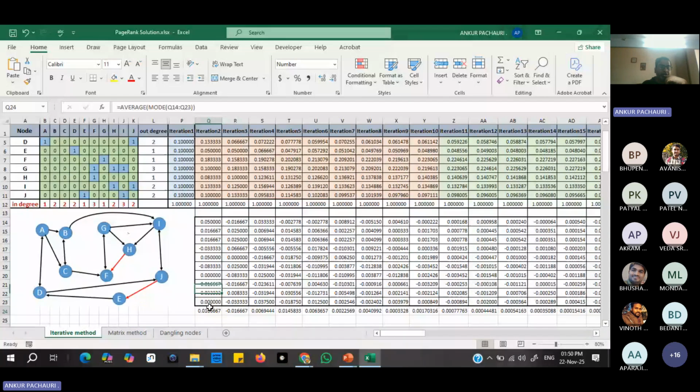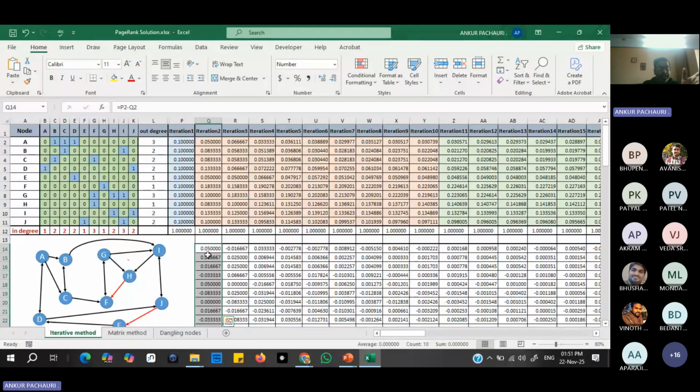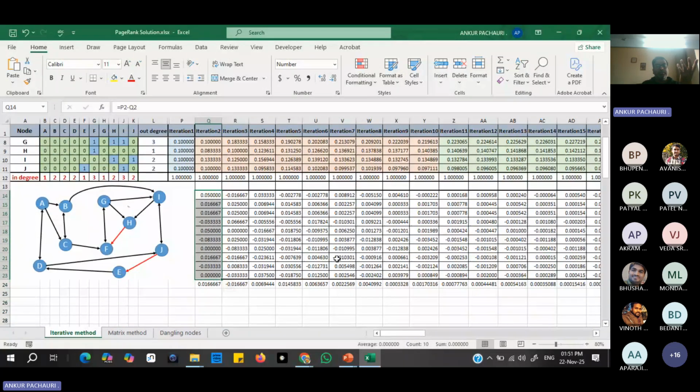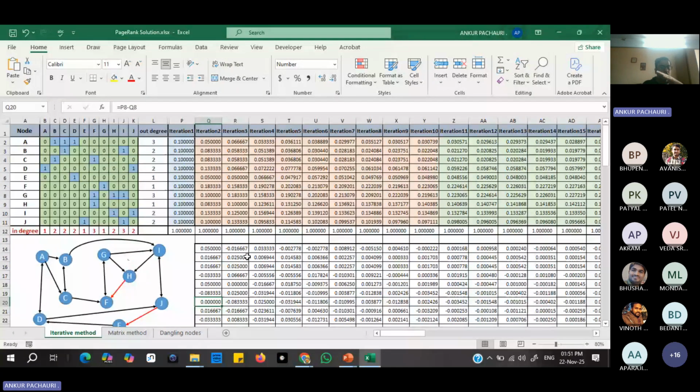Now we can say the criteria for our convergence will be: if the change of page rank in each iteration is below some threshold, we can say our page rank has converged. Suppose the threshold is around 0.005. If the change in the page rank is below 0.005, we can say it has converged, and that will be the page rank of that node. So this was the page rank at the second iteration.